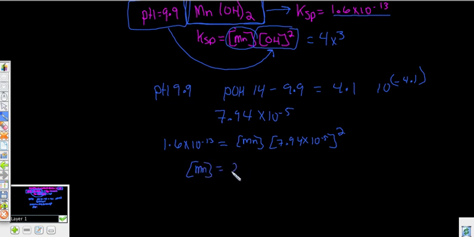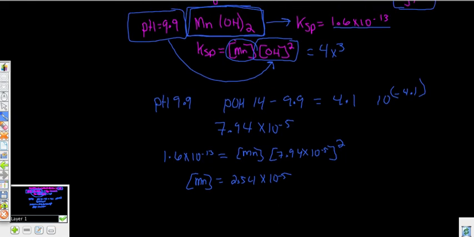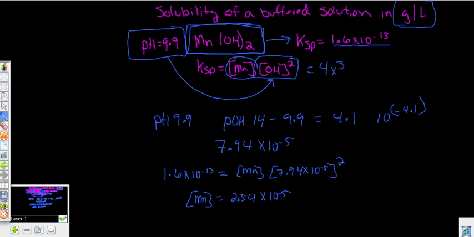and you will get our Mn concentration equals 2.54 times 10 to the negative 5th. Now, actually, the question's probably going to ask you for pH. No, actually, the question isn't asking for pH. The question is asking for grams per liter.